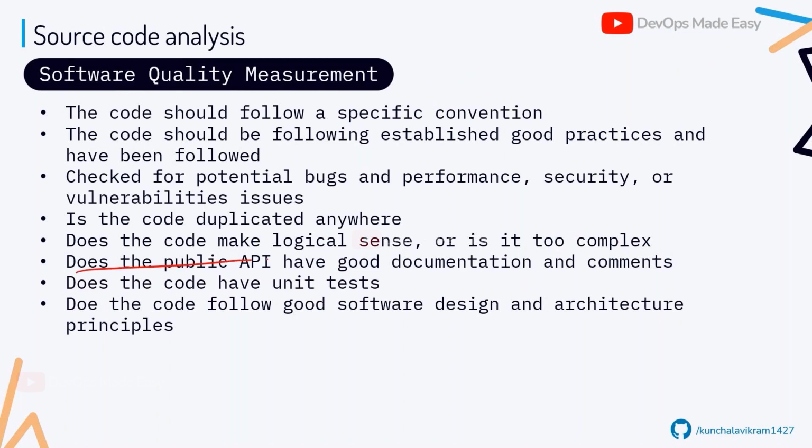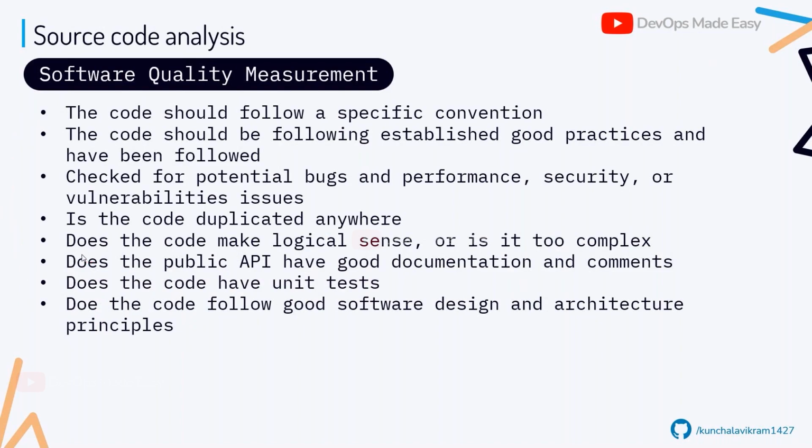And does the public API have good documentation and comments? That means the external libraries which you are using, you should also make sure whether they are properly documented and properly maintained. Also your code should have unit test cases. That is one major requirement. And also, does the code follow good software design and architecture principles? So all these things come under benchmarking your application.